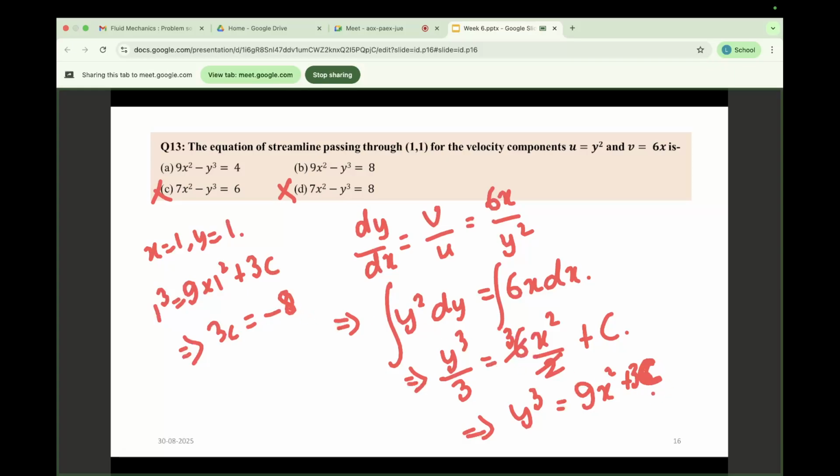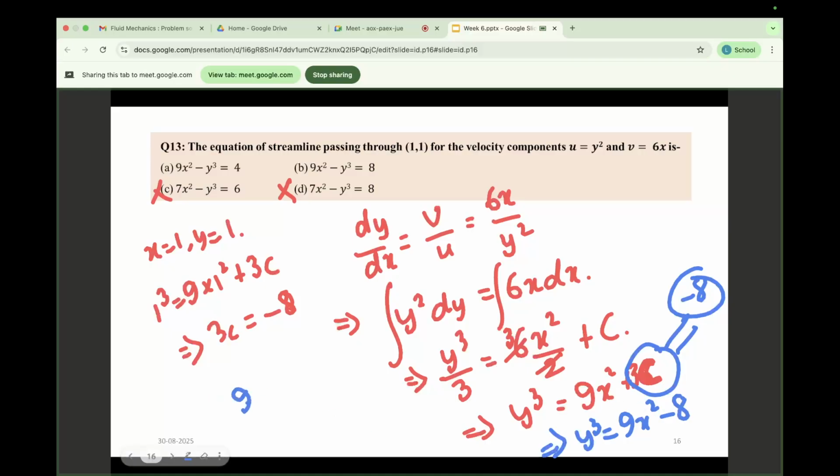So actually we need 3C. So in place of 3C, I can write minus 8. So can I write y cube is 9x square minus 8? Additionally, I can write this as y cube equals 8. So that is our final answer. So option B is the correct option.